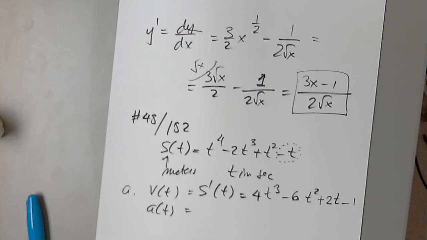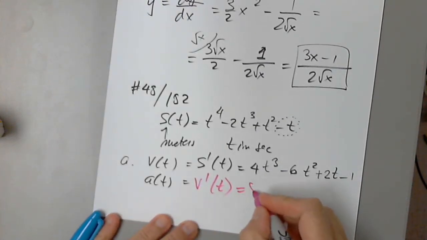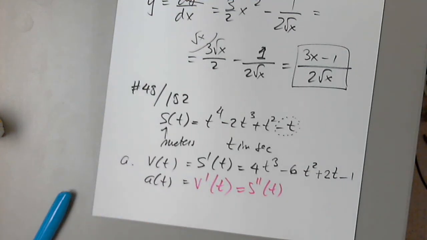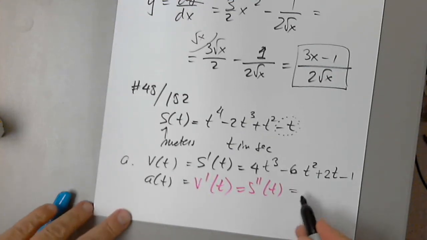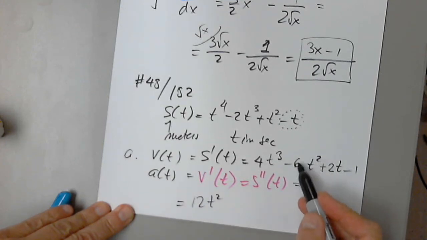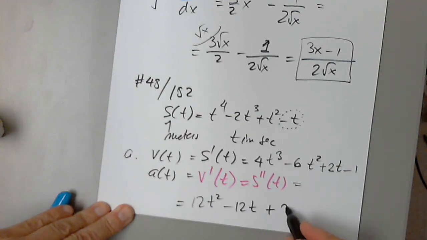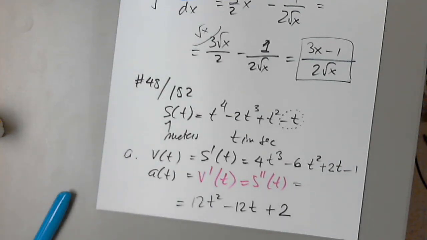Any questions so far? Are you with me? Any questions? Eddie, any questions? Is this okay? Everyone? Yes? Okay. So the acceleration can be written as the velocity prime or the second derivative of the distance. Okay, so let's determine this. We bring down 3 multiplied by 4, 12t squared. We bring down 2, -12t, and we differentiate 2t and get just 2. Is this okay? Good.